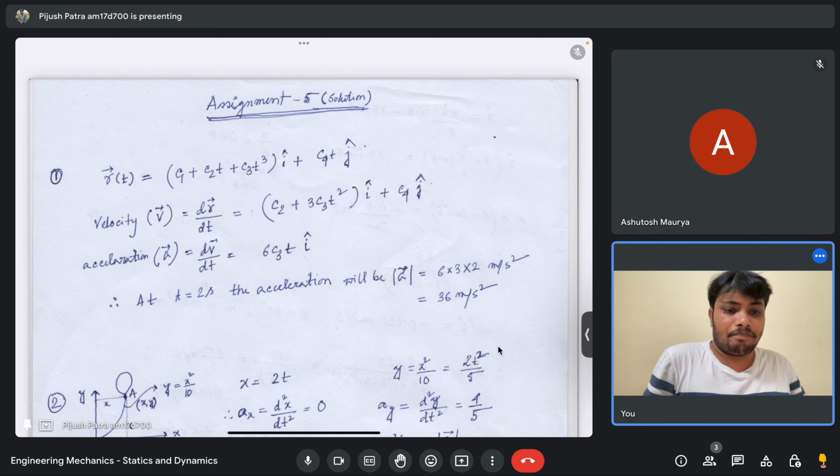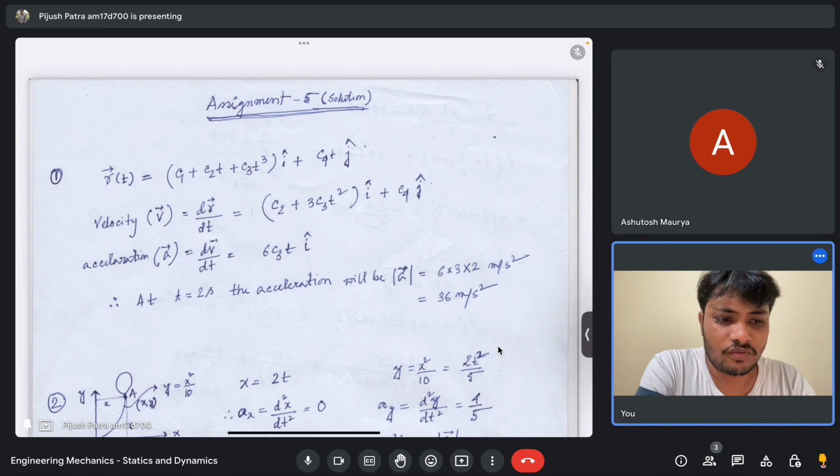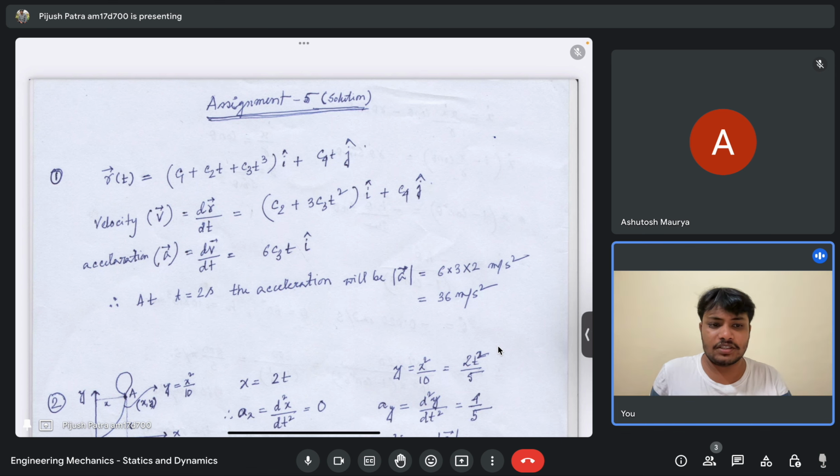So I think assignment 5 I have not discussed so far. So what I thought for this week's course is that I will just discuss the solution for assignment 5. Did you submit the assignment 5 solution, by the way, Asutosh?